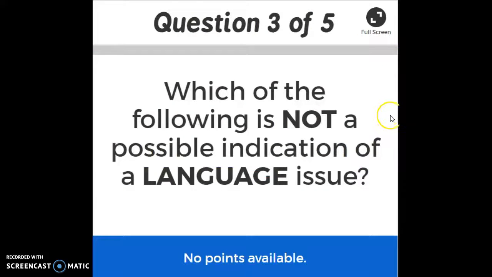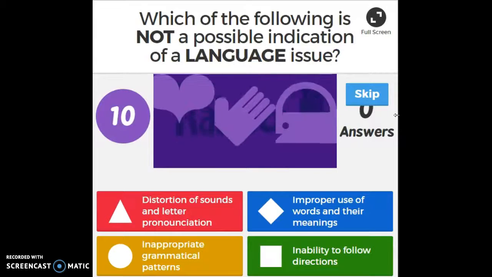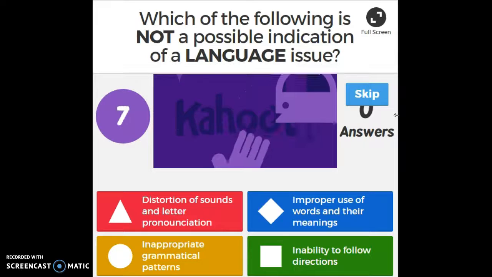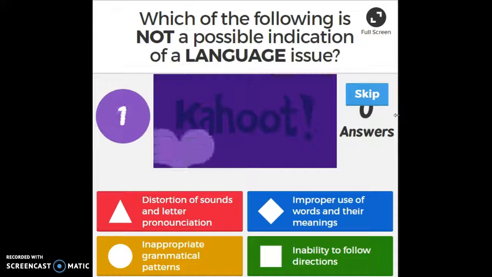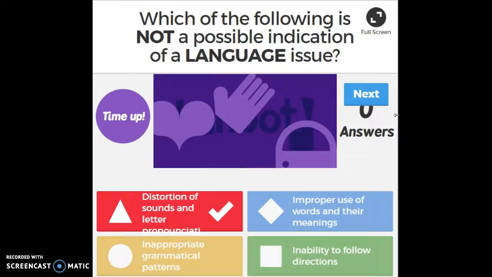All right. Third question, which of the following is not a possible indication of a language issue? Distortion of sounds and letter pronunciation, improper use of words and their meanings, inappropriate grammatical patterns, or inability to follow directions?